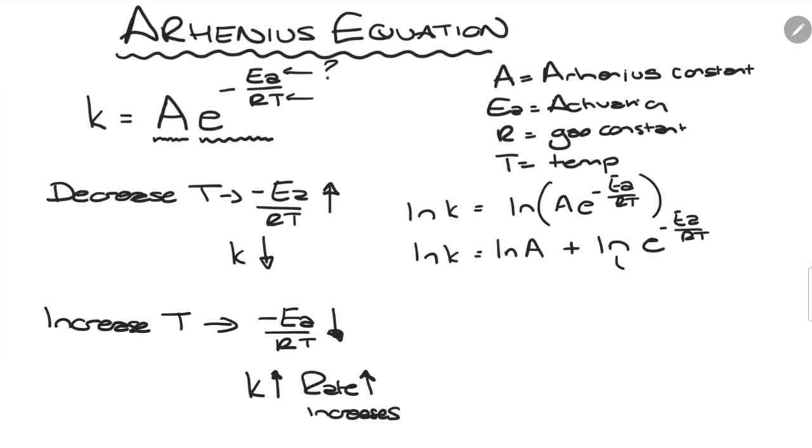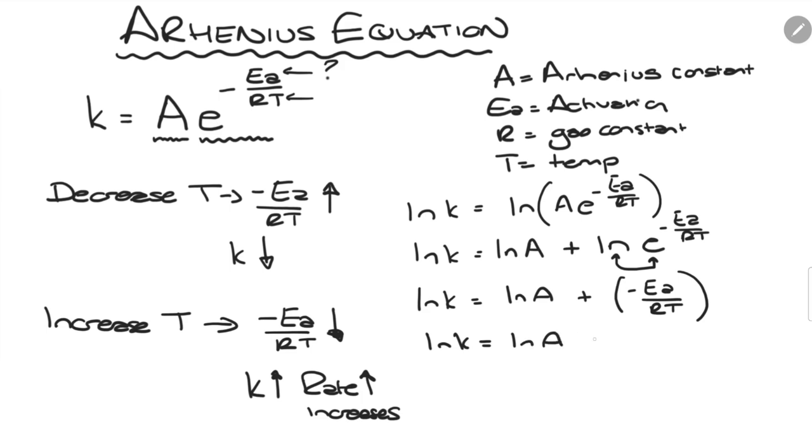The natural log of something which is e to the power essentially cancels itself out. They're the inverse functions of each other, which means that ln k is then equal to ln A plus minus Ea over RT, just as a value. We've now lost that e function within the equation. But if we simplify our equation here, we end up with the Arrhenius equation written in a more linear form.